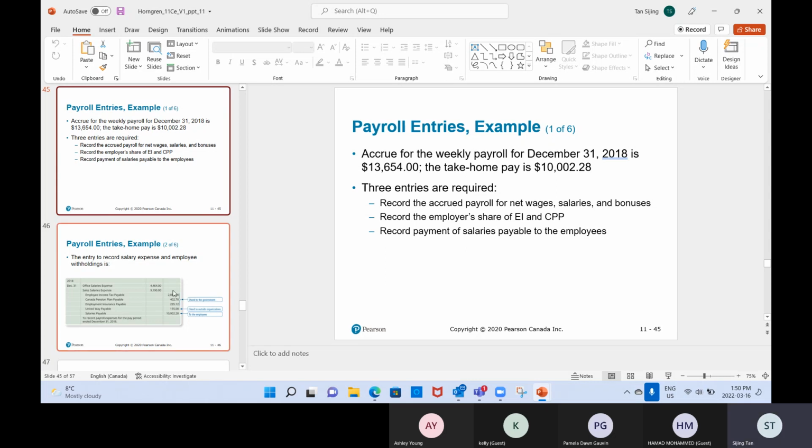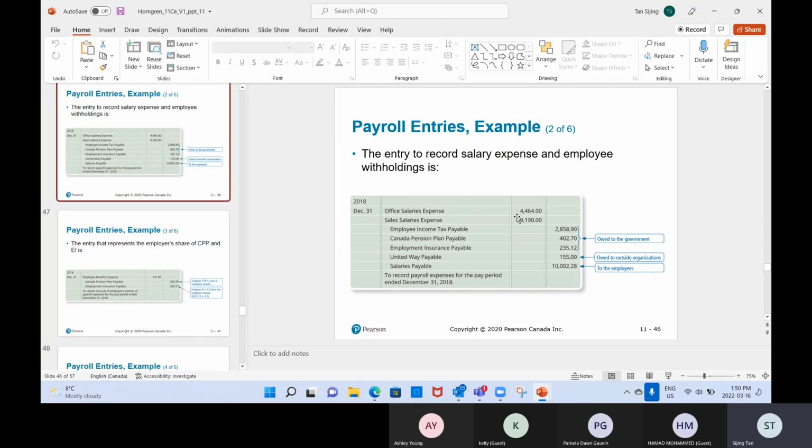Okay, so the journal entry will look like this. The first one has the office salary expenses and sales salary, so there are 2 different kinds of salary. But normally if there's only one salary, that is totally fine. You just put sales salary expenses or just office salary expenses. When you put in the total salaries, they should give you this number. They're not going to ask you to calculate it. They give you the total salary per month.